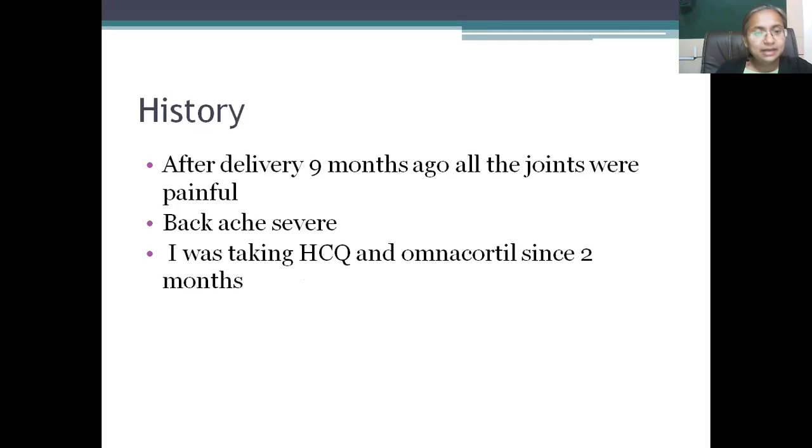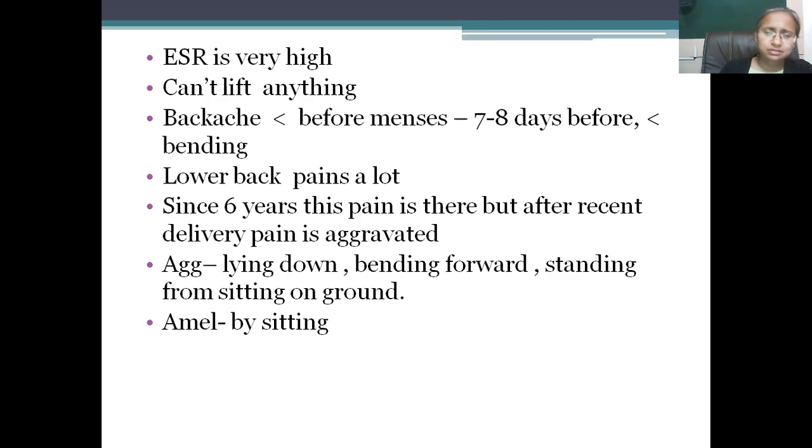She told me that after delivery, she just delivered a baby 9 months ago, all the joints were very painful. Backache was severe, and she went to a rheumatologist, and they prescribed her HCQ and Omnacortil also for 2 months. And after that, she was a little okay, but not really well.